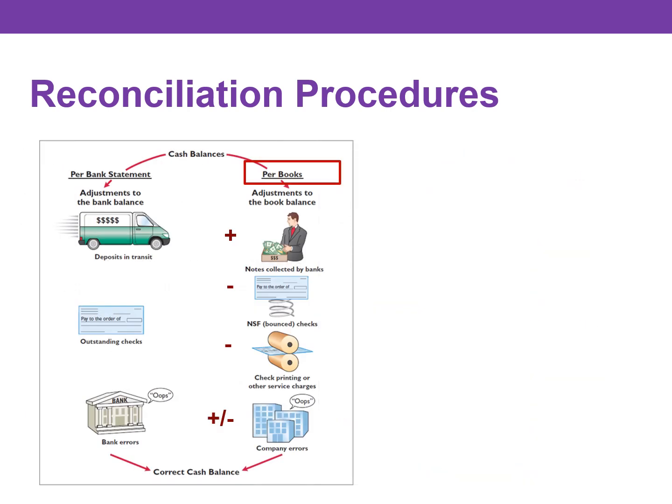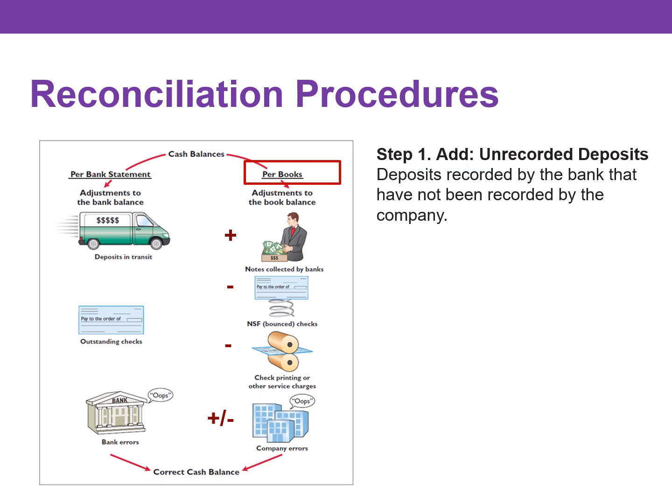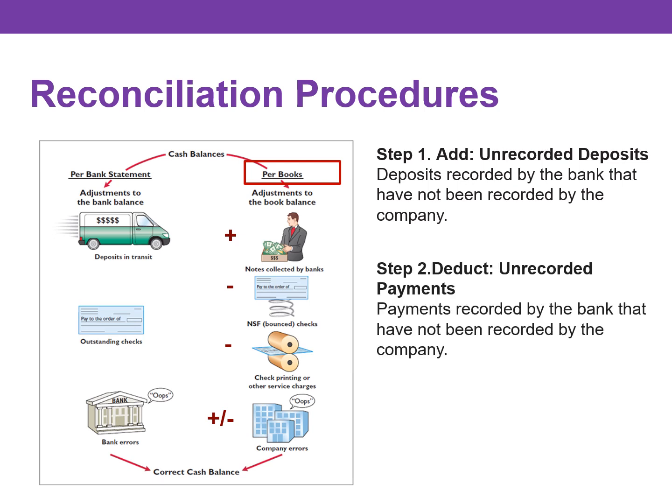Similar to the bank side, we can break down the reconciling items on the book side into 3 steps. The first step is to add any unrecorded deposits. Any unrecorded amounts should be added to the balance per books. For example, if the bank statement shows an EFT from a customer paying their account, this amount should be added to the balance per books on the bank reconciliation.